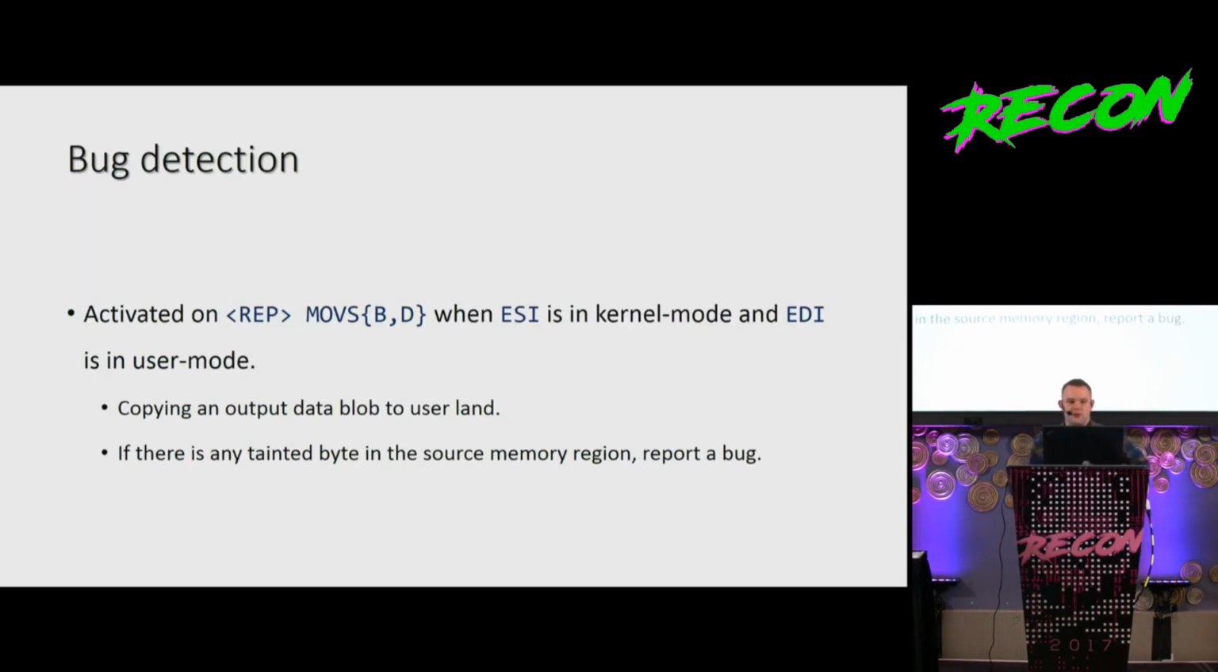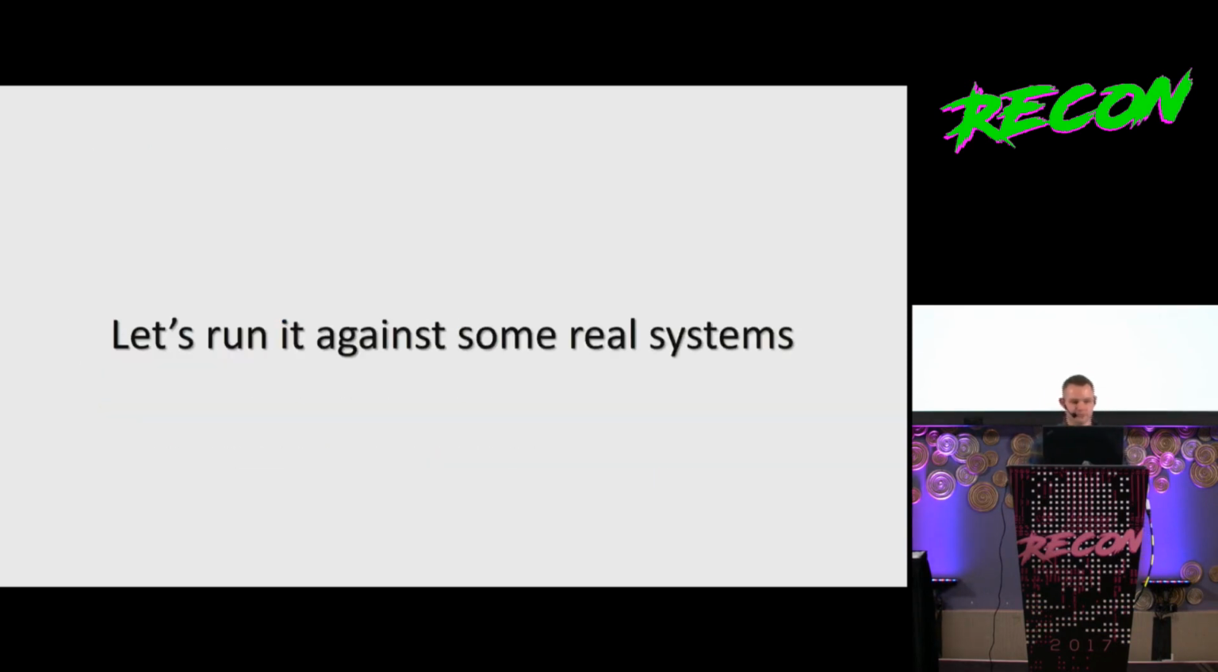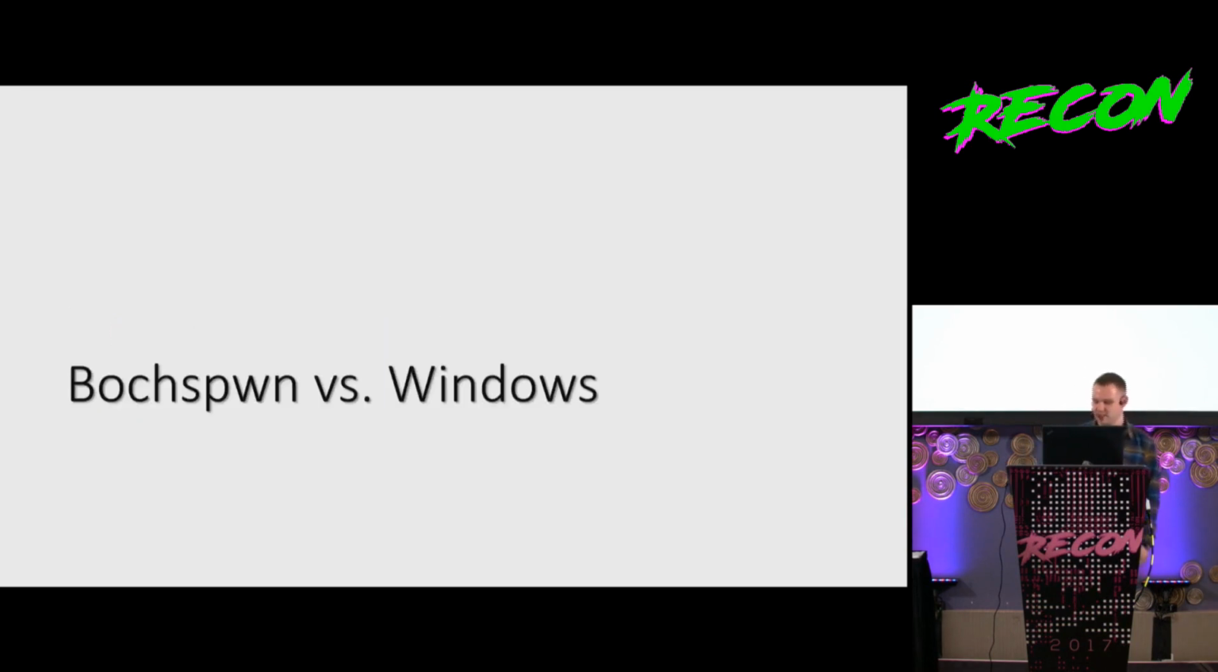But when it comes to the bug detection itself, this is pretty simple. It's also activated on the rep movsd instruction, with the condition that ESI is in kernel mode and EDI, so the destination, is in user mode. If we detect that the memory area is tainted at this point, then we just report a bug again. So this is the basic principle, and now we can talk about running it on some real systems, starting with Windows.